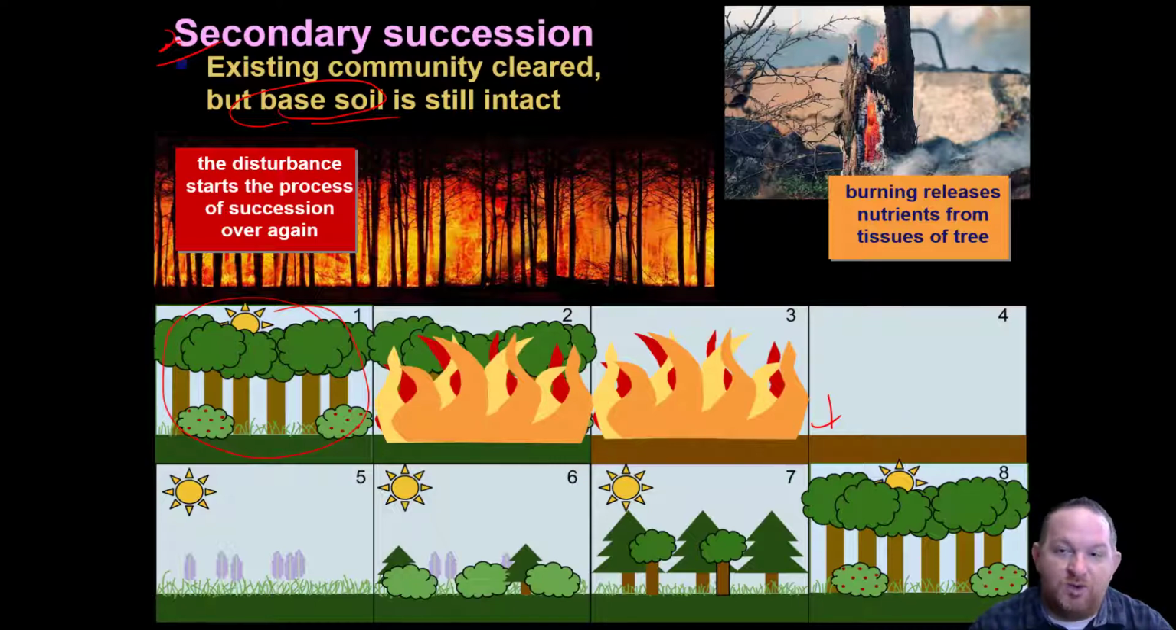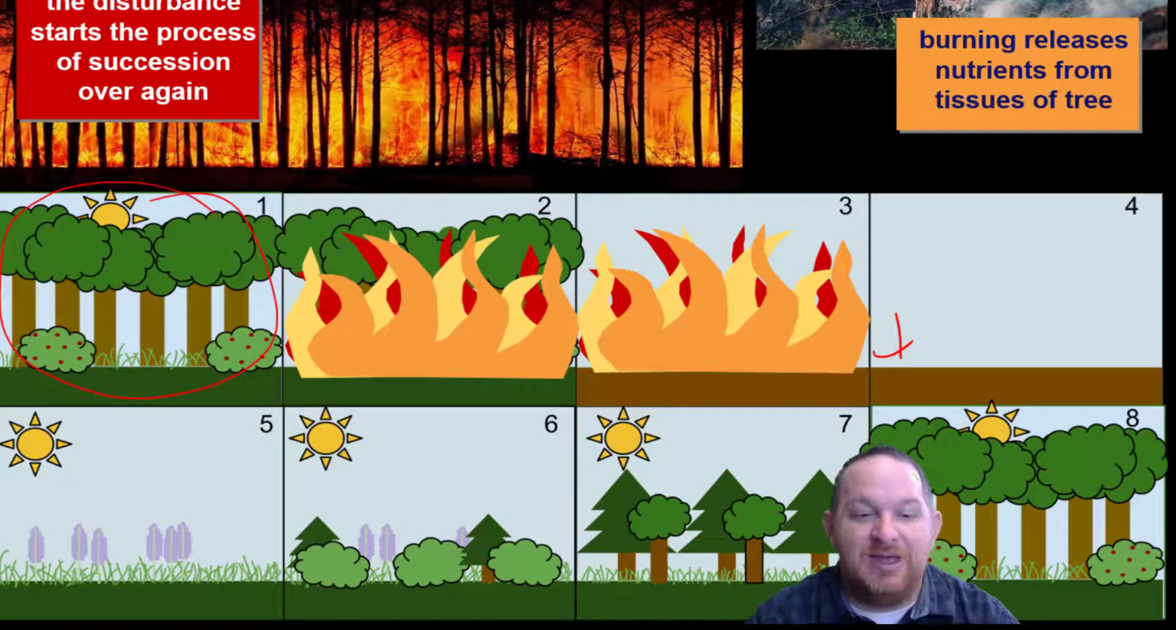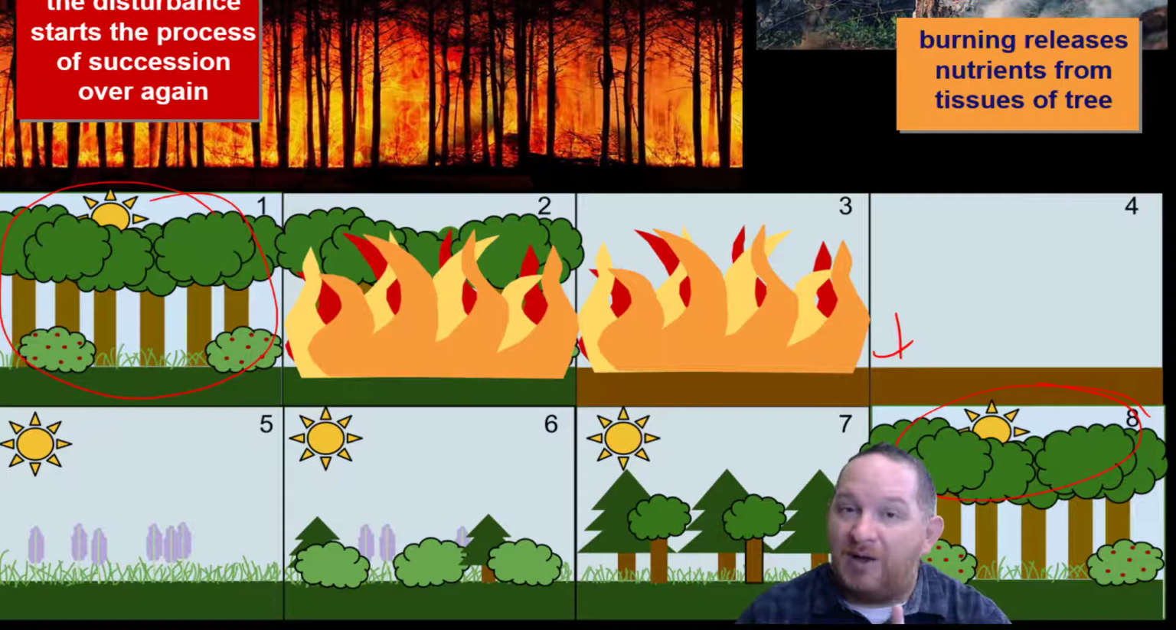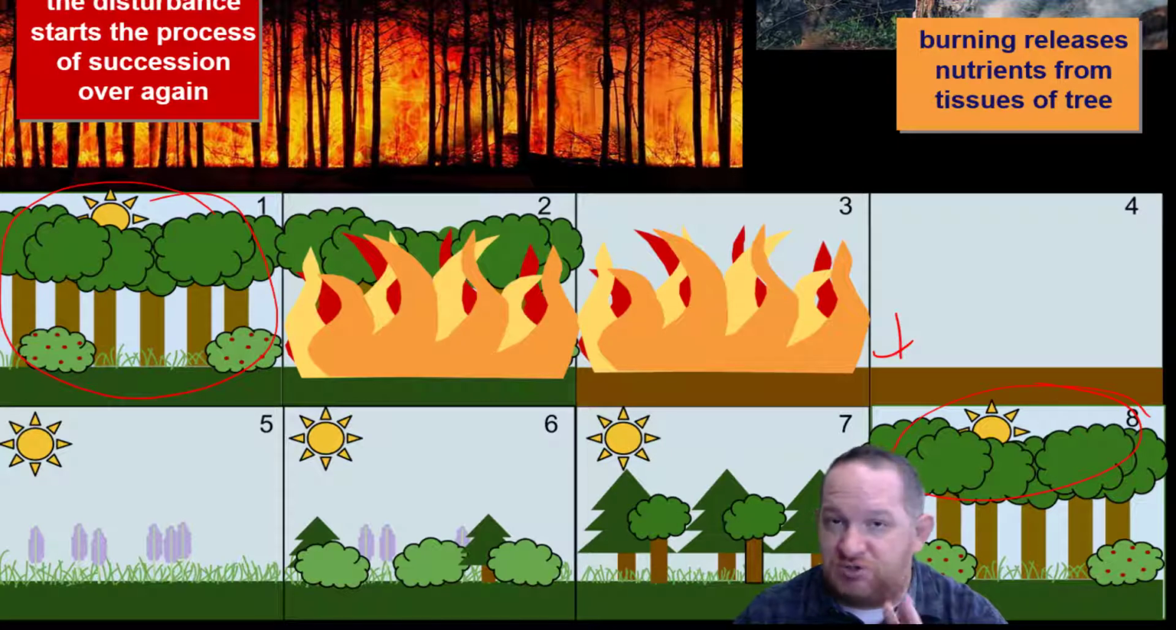So then here we go. We're starting again with the grasses. And then we move to some shrubs. And then some fast-growing trees. And then finally we get here to our climax forest again. So the big difference between primary succession and secondary is that primary starts with no soil, just bare rock. The soil has to form from the lichens and mosses that break down. Secondary succession means we start with soil. So there's already the base layer that's ready to go in secondary succession.